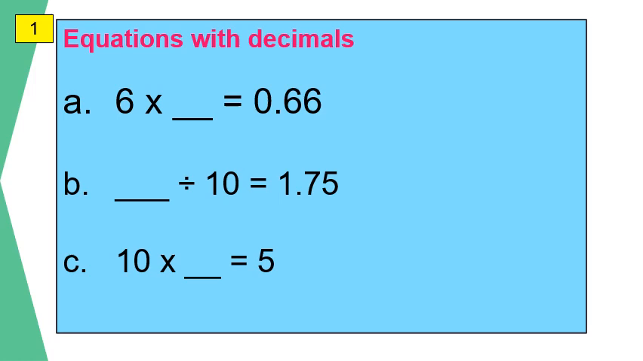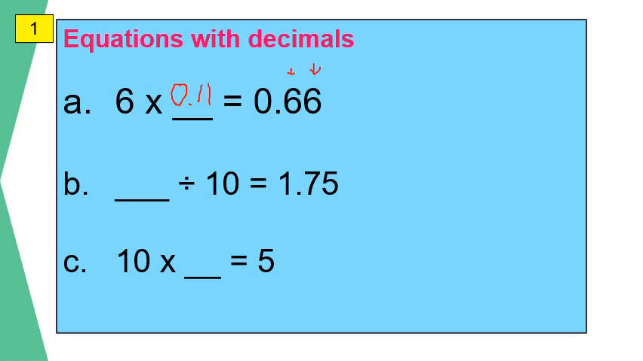Okay, here we have some equations with decimals and they have some missing numbers. Now my first one is 6 times something equals 0.66. When I'm multiplying with decimals, each of these place values, the tenths and the hundredths, are also operated on by this multiplication by 6. So I might know that 0.11, so here I'm saying 6 times 0 is 0, 6 times 1 is 6, and again 6 times 1 is 6, so it's going to be 0.66.